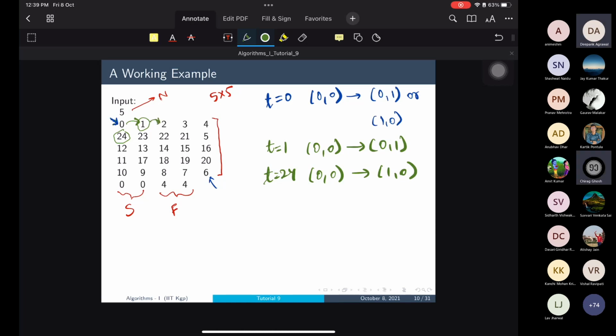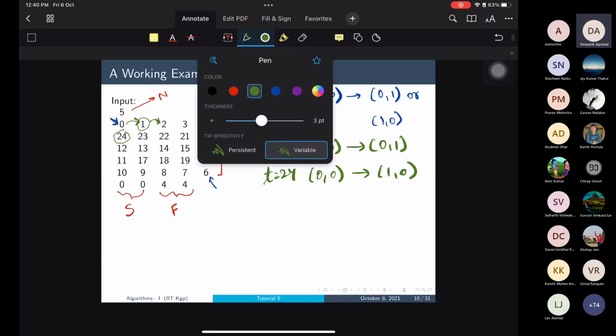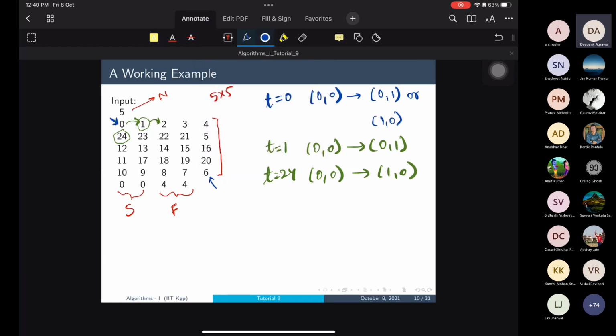At t equals 2? Yeah, right. Okay, and similarly from 2 to 3 at t equals 3, and then t equals 4. Then from here to here t equals 5. Okay, and then if you want to move in this direction, it will take t equals 21, and if you want to move in this direction, it will be t equals 16.